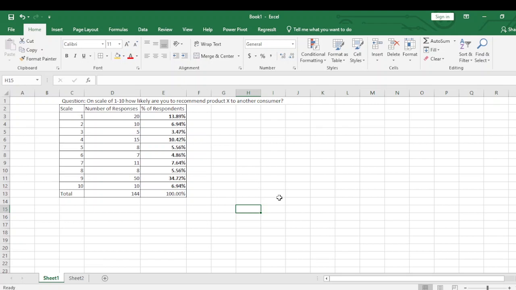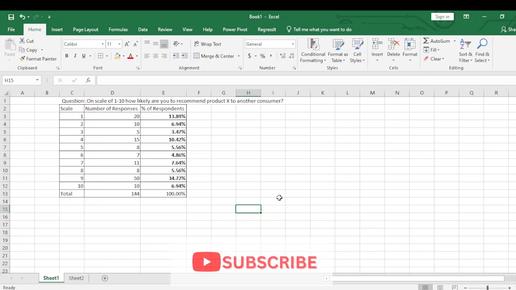So today we are going to talk about how to calculate NPS. NPS, in a nutshell, is a measure which a business uses to gauge their customer satisfaction and the likelihood of the customers recommending their product or services to other customers.